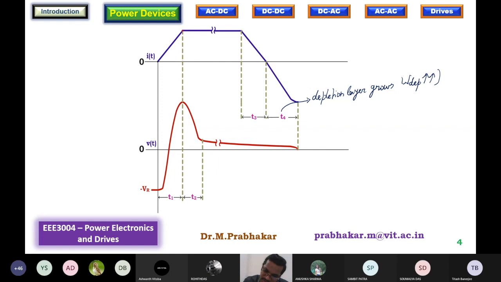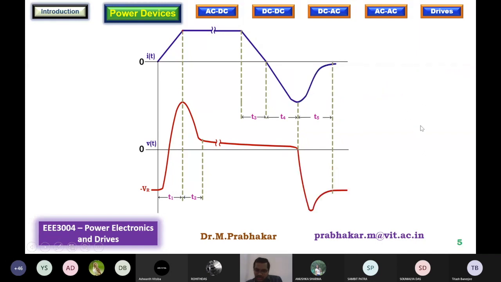I hope you are able to understand this, because it is the reverse bias condition turn off. So the depletion layer width should increase, and that is completed at T equal to T4. At this instant, at time T equal to T4, the depletion layer is fully grown. The moment the depletion layer is grown, the voltage falls down to 0. Because of this depletion layer, the voltage is now negative. So the voltage rapidly increases in the negative direction, and then the device is able to block the applied reverse voltage. This is the reverse voltage.